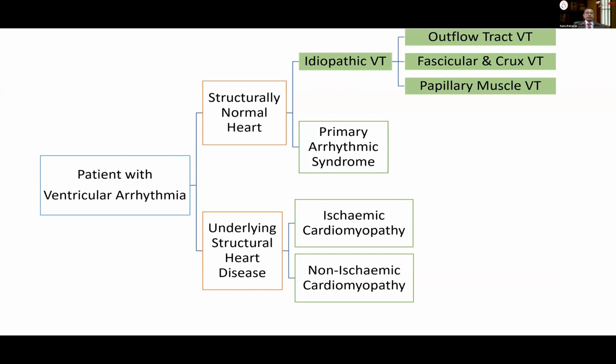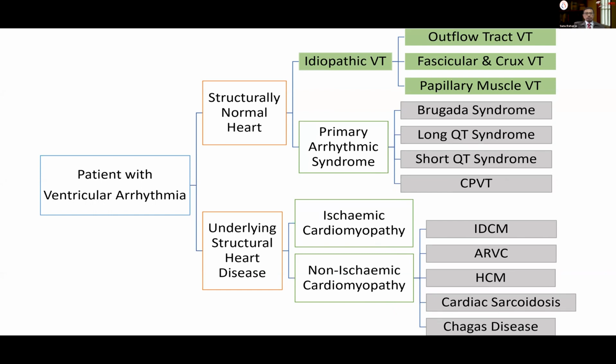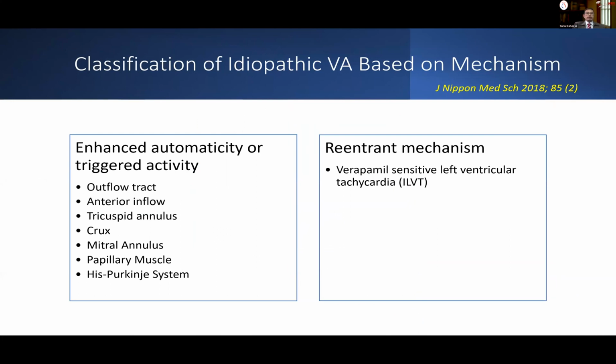And for the idiopathic VT, there are several types: outflow tract VT, fascicular and crux VT, and also papillary muscle VT, while others are shown in this list. Today, we would like to discuss primarily the idiopathic VT. And as we know, the mechanism of arrhythmia could be divided into three: automaticity, triggered activity, and re-entry. And among those idiopathic ventricular arrhythmias, this is the list of the mechanism.